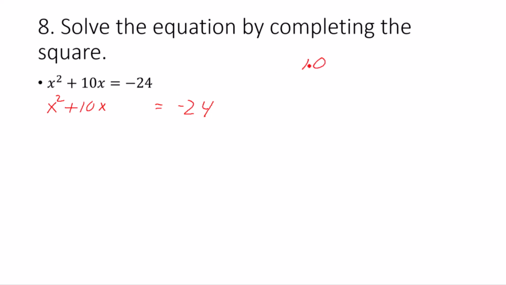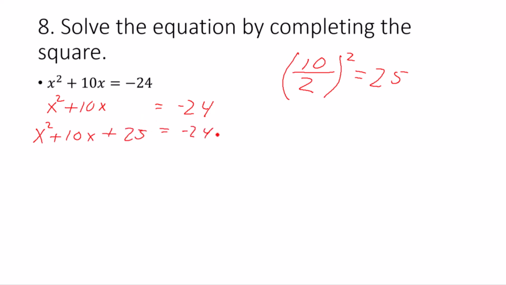I take the 10, which is the coefficient of x. I'm going to divide by 2. That gives me 5. And before I stop, I'm going to square that. It gives me 25. So 25 is what I'm going to need to complete that square. X squared plus 10x plus the 25 I just found equals -24 plus 25. Fortunately, in this one, I don't have fractions, so I don't have to prepare the -24.